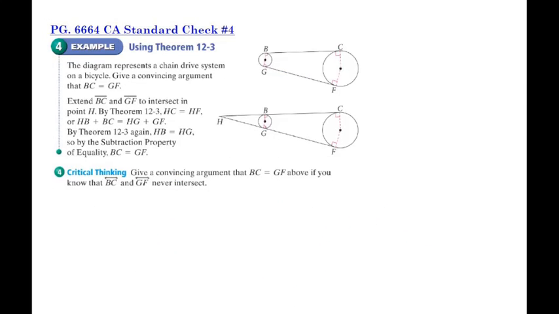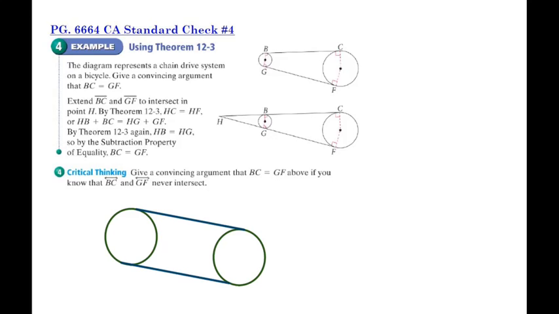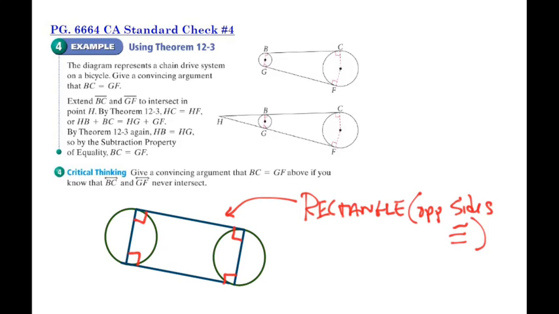For the last one, it's a little tricky, but if we try to think about what it would look like if these lines never intersect, we'd have two circles that are the same size, so congruent circles. Those are tangent lines connecting them. If we were to draw in our radii, what we actually get is a rectangle. So we get a rectangle, which means opposite sides are congruent, and those are BC and GF. So they don't intersect. We know they don't intersect. It means it's going to be a rectangle, and those pieces are going to be congruent to each other, looking across from it.